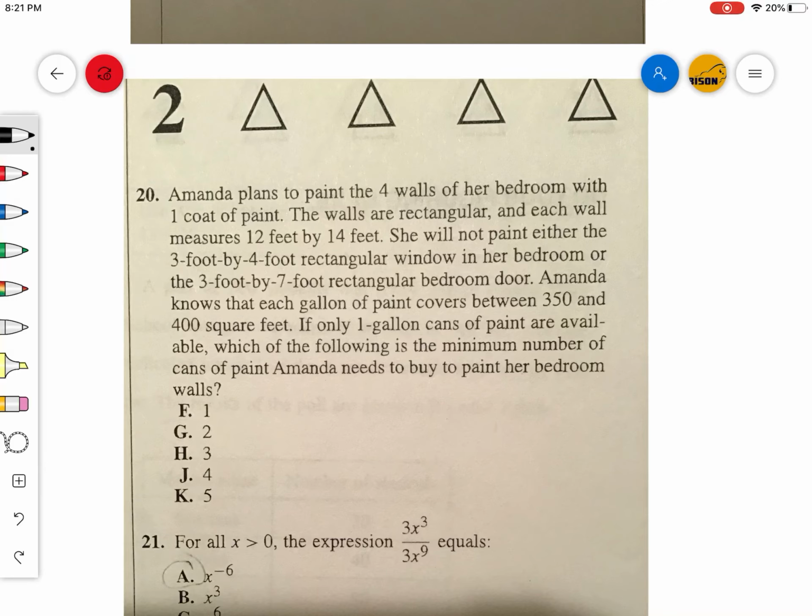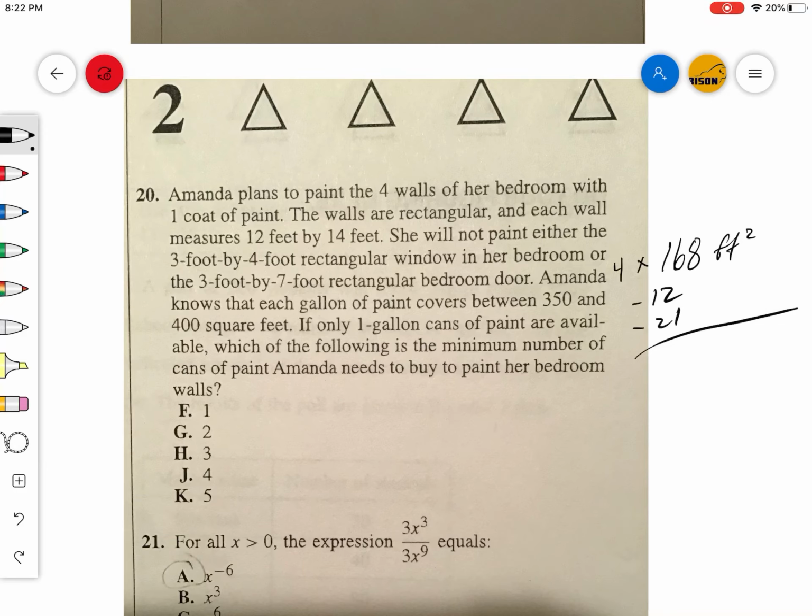She plans to paint 4 walls in her bedroom with 1 coat. So the walls are rectangular and each wall measures 12 feet by 14 feet. Let's figure out the area. So 12 times 14. So each wall is 168 square feet. She will not paint either the 3 foot by 4 foot rectangular window in the bedroom or the 3 foot by 7 foot rectangular bedroom door. So 3 foot by 4 foot would be 12, so we'll take 12 off. 3 foot by 7 foot would be 21, so we'll take 21 off.